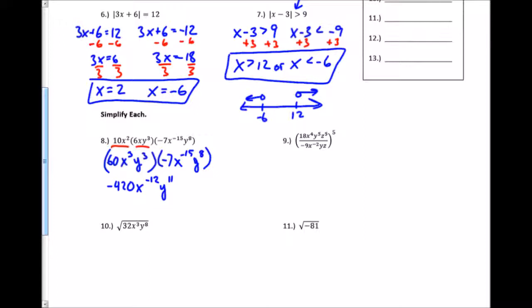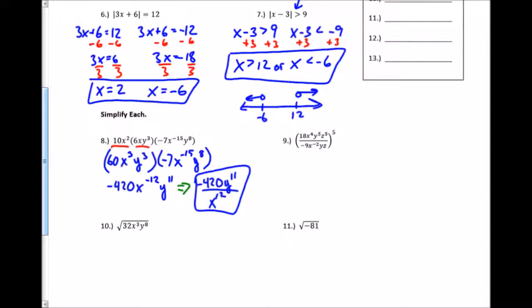And then the last thing I do here, and this is the step that we tend to forget, is remember negative exponents, I have to send those to the denominator. So these guys stay where they are, but the x to the 12th gets sent to the denominator, and then I can make it a positive exponent. That's what negative exponents do.